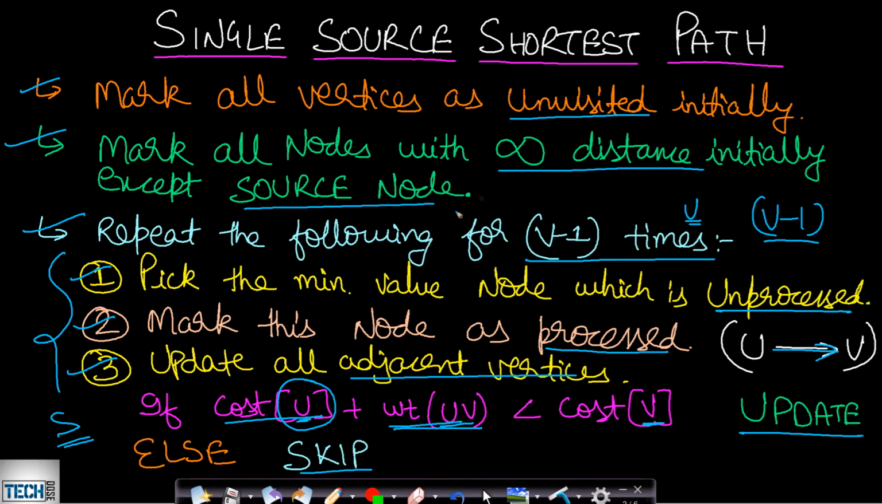Now, what are the requirements for data structures in order to implement this? We need to keep track of visited and unvisited nodes. For that we can use an array, but this will only work if the labels are sequential, from 0 to n. If the labels are not sequential, then it is better to use a set. A set is better for non-sequential labels and an array is better for sequential labels.